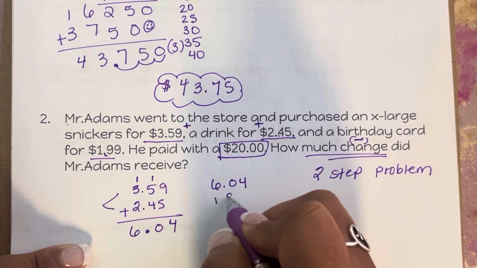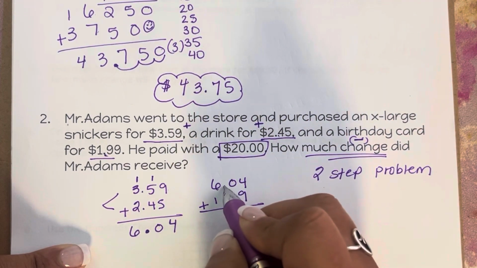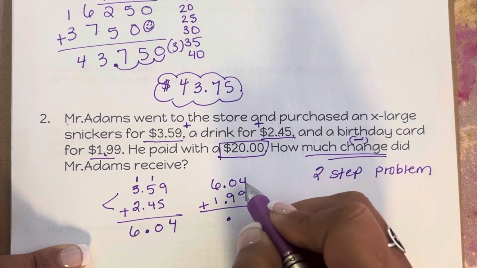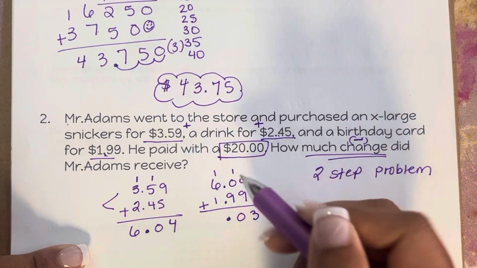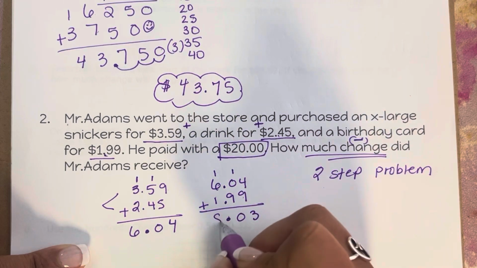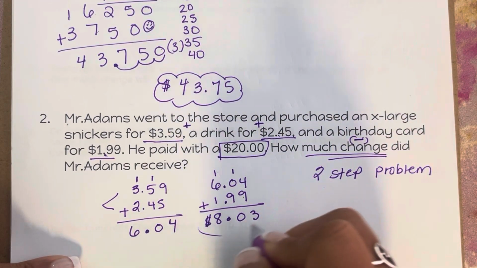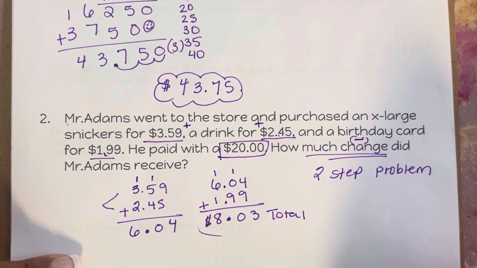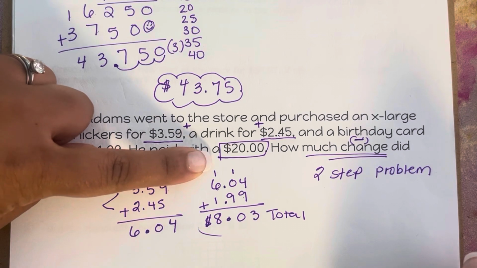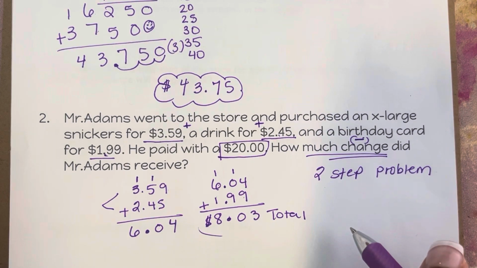I'm going to do it over here. And I can go ahead and bring down my decimal. 9 plus 4 is 13. 9 plus 1 is 10. 6, 7, and 8. Okay, so the total for all three items was $8.03. Mr. Adams paid with a $20 bill. So if he's paying with a $20 bill, he only needed to pay $8.03.